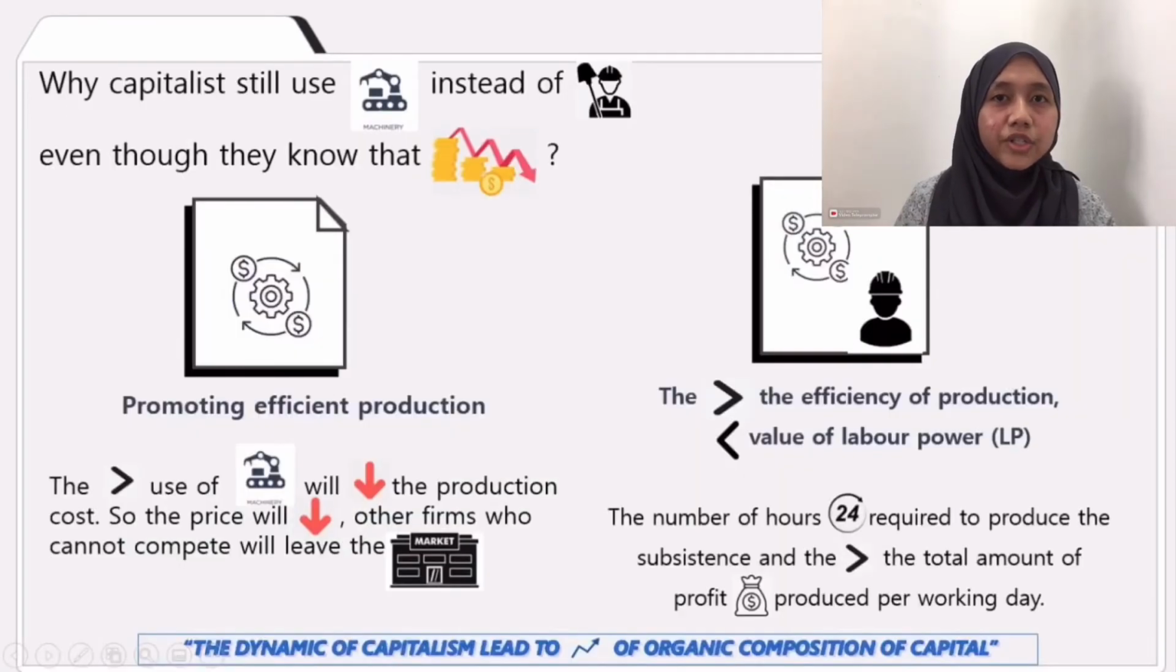Why do capitalists still use machinery instead of labor even though they know that profit will fall? There are two reasons. First, the enterprise that leads in promoting efficient production through the use of more and better constant capital will temporarily receive extra profits by lowering its cost of production. Eventually, product prices will fall to reflect the lower costs, and the employer who lags behind the trend toward mechanization in a particular industry will not survive. Second, the greater the efficiency of production, the lower the value of labor power, the number of hours required to produce the subsistence, and the greater the total amount of profit produced per working day. The dynamics of capitalism inevitably lead to an increase of the organic composition of capital.